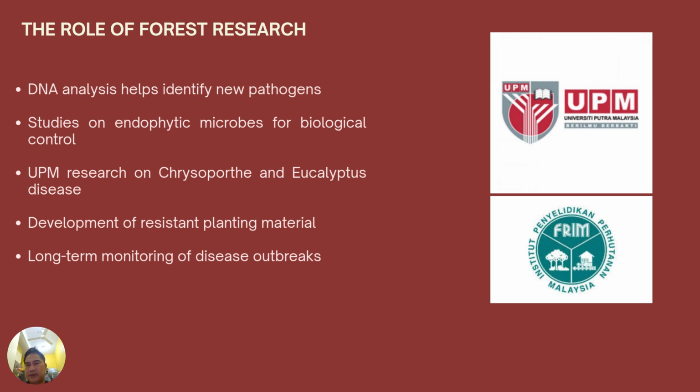So here's where research plays a really big role. First, scientists use DNA analysis to identify new or emerging pathogens, especially ones that can't be spotted easily in the field. There's also research into biological control using endophytes, basically beneficial microbes that live inside a tree to help protect it from harmful fungi. Even at UPM, there's ongoing work on diseases like Chrysoporthe in eucalyptus plantations and how to better manage those outbreaks. Another area is the development of resistant clones.